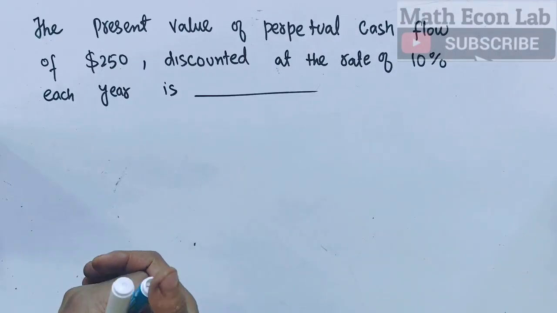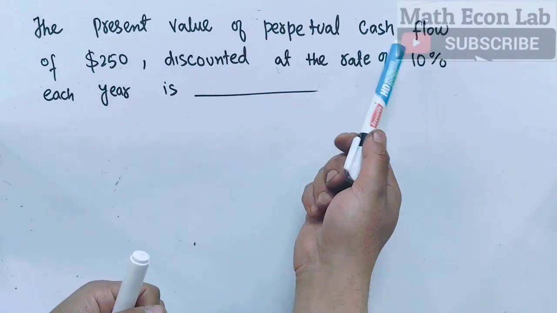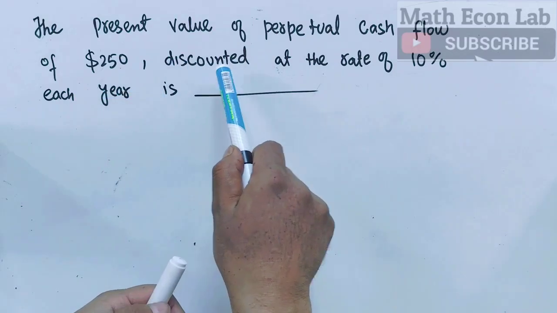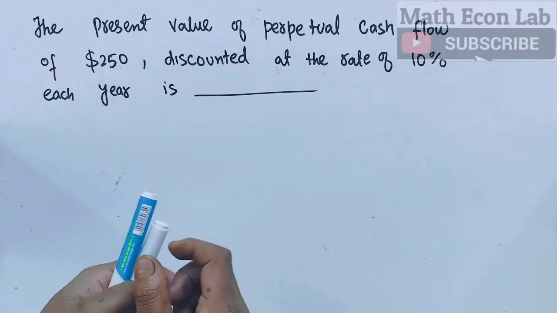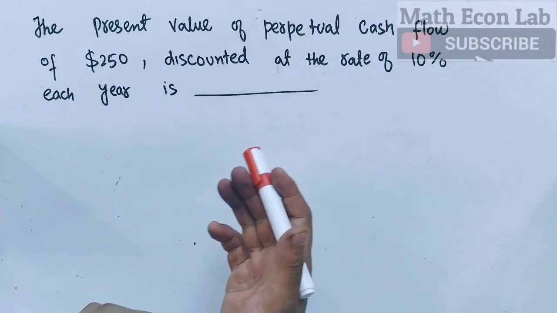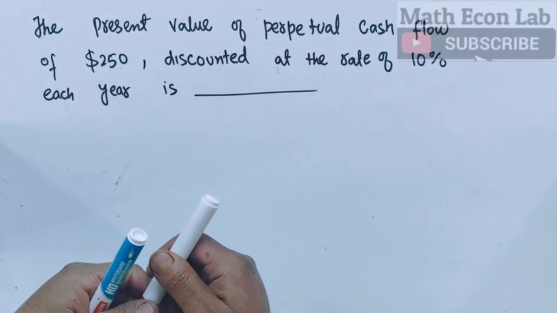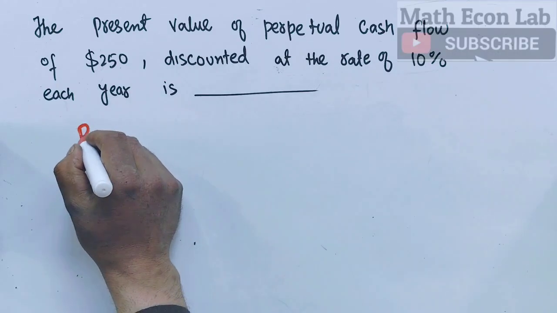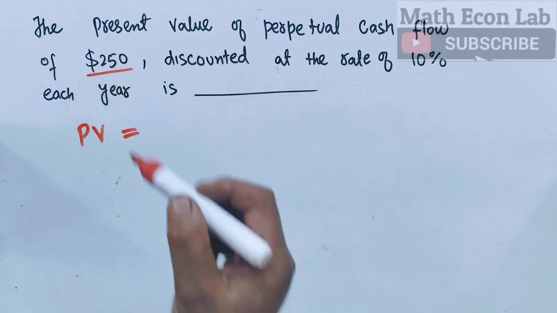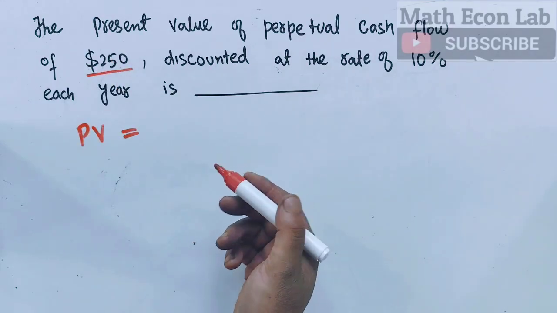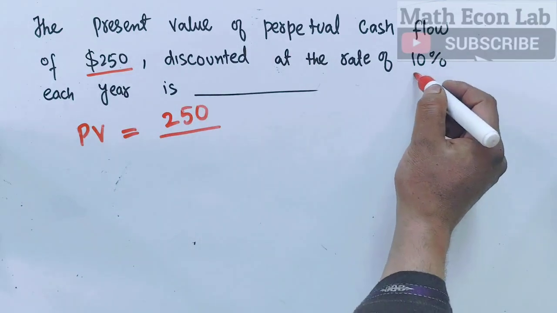The question is to find out the present value of perpetual cash flow. The question is, the present value of perpetual cash flow of $200 discounted at the rate of 10% each year is, we are supposed to find out. Now the present value of a perpetual cash flow is calculated by dividing the annual cash flow by the discount rate. So present value of cash flow will be equal to 250, which is the annual cash flow. To this we divide by the discount rate, which is being given to us as 10%.